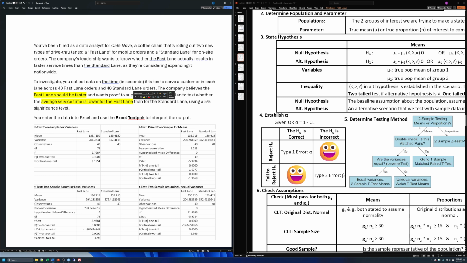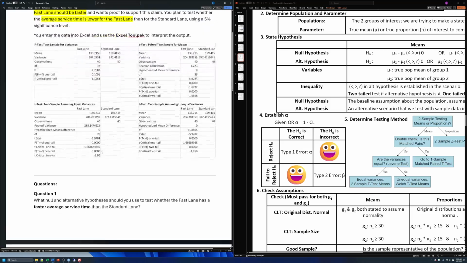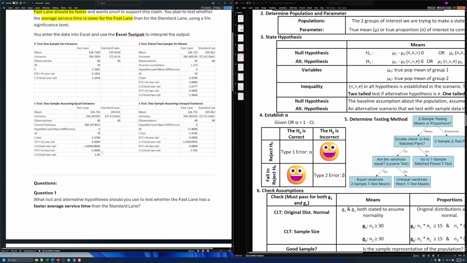And then determining our testing method is really important to make sure that we are pulling our information from the correct set of output, because a lot of this output is nonsense, right? We didn't need the paired, we needed the F to determine whether we are using our equal or unequal variances, and then we can grab all of the information that we need directly from our output. So anyways, that is a good preparation on how to do a 2-sample hypothesis test for means.